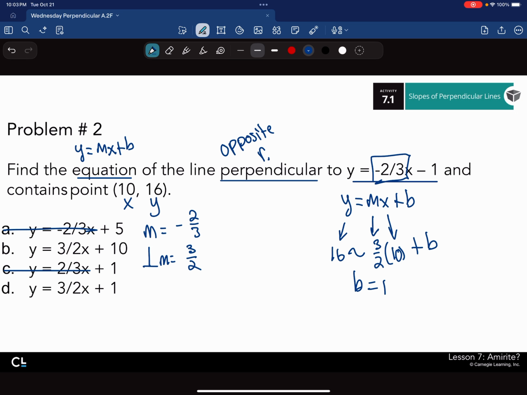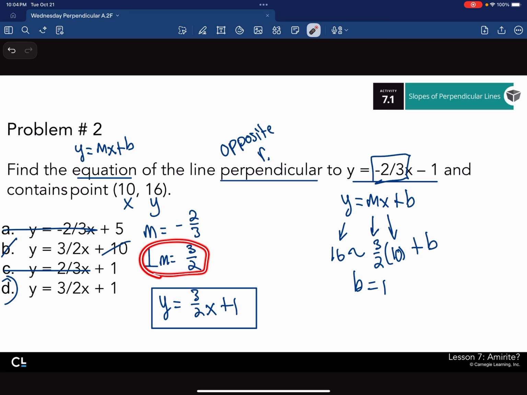Now out of our 2 answers left, the one that's correct is going to be D, because that one has the wrong y-intercept. Y equals 3/2x plus 1. That was our final answer. And again, I got those numbers from our perpendicular slope and our new y-intercept.